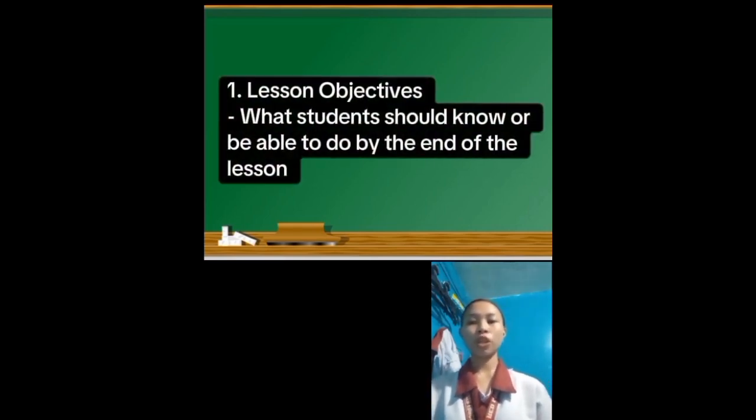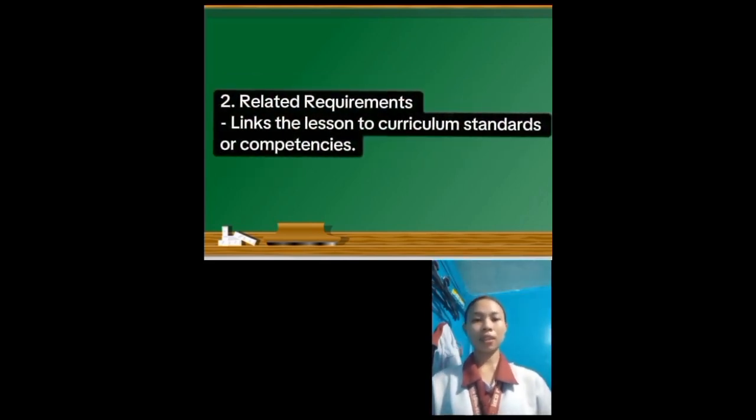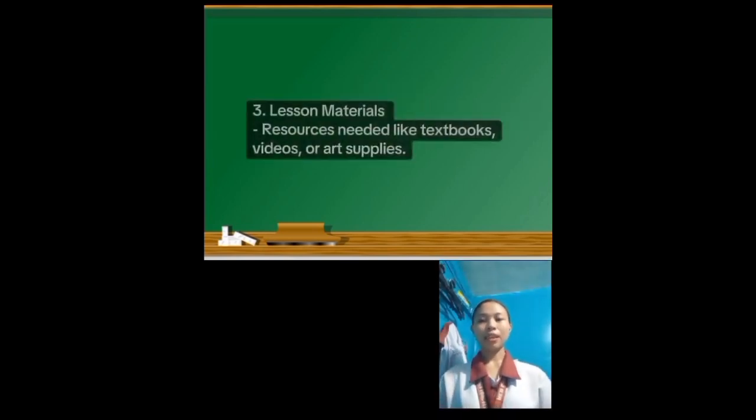First, we have the lesson objectives. Here, what students should know or be able to do by the end of the lesson. For example, at the end of the lesson, students will be able to identify renewable and non-renewable resources. Second is related requirements. Here, it links the lesson to curriculum standards or competencies. For example, based on the most essential learning competency or MELC, differentiate between renewable and non-renewable resources.